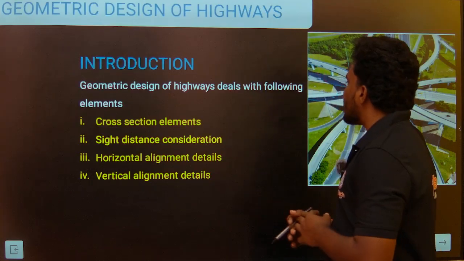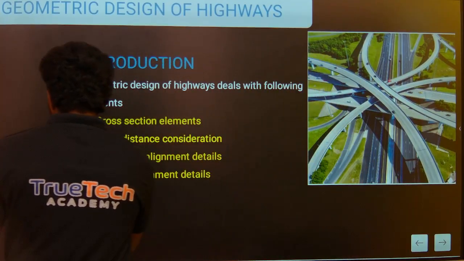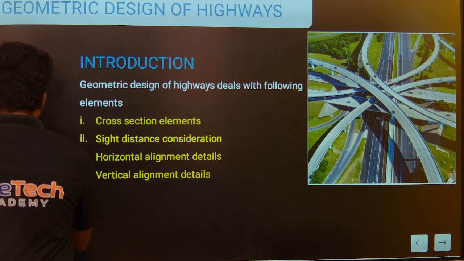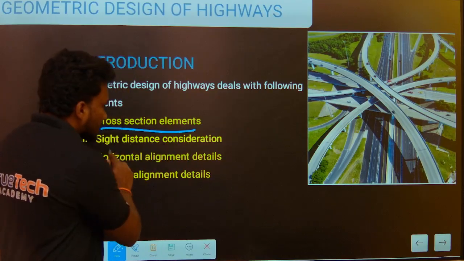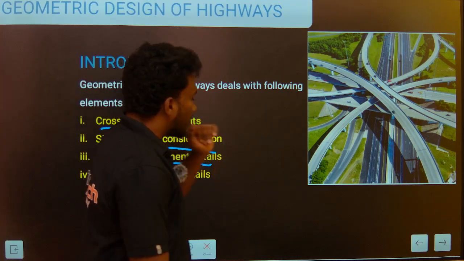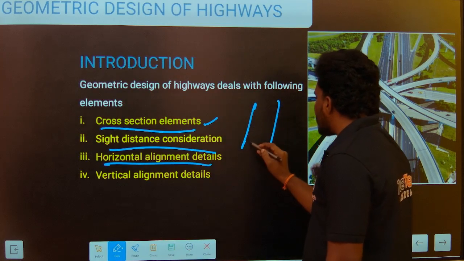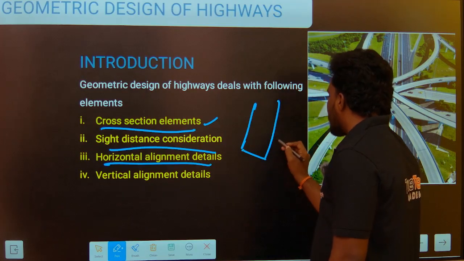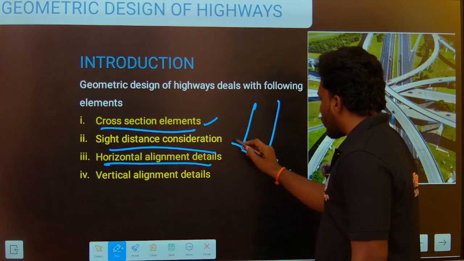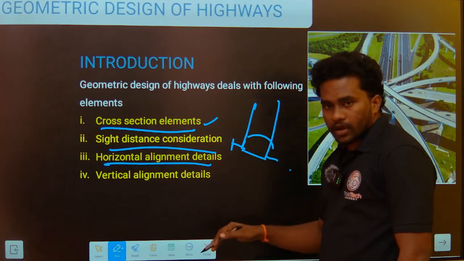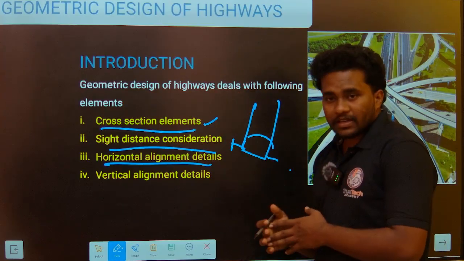The geometric design of highways deals with the cross section of elements, the side distance consideration, the horizontal alignment details and the vertical alignment details. In the cross section of elements, for example, this is the highway. How much is the carriageway width, what is the shoulder width, how much we have to provide, and what is the cross slope and the camber. And what are the factors affecting the geometric design of highways?